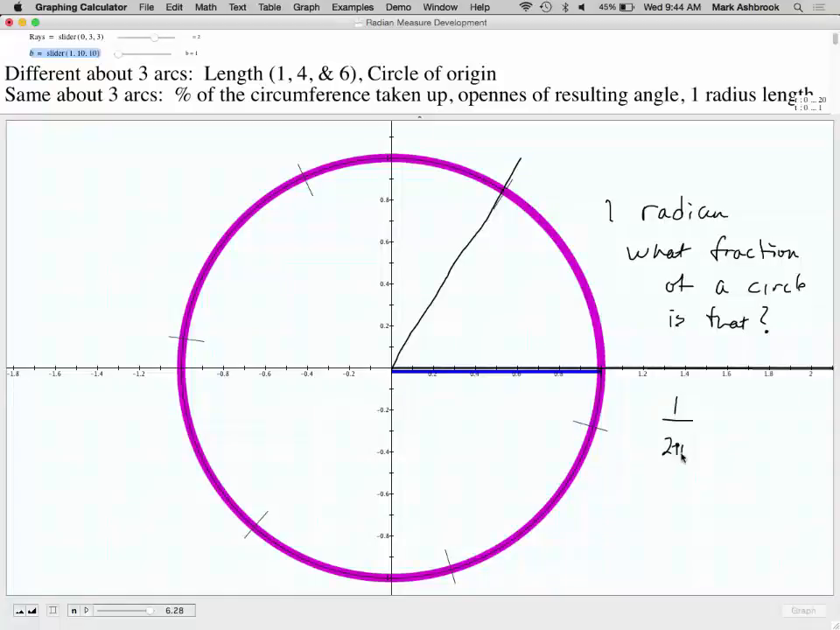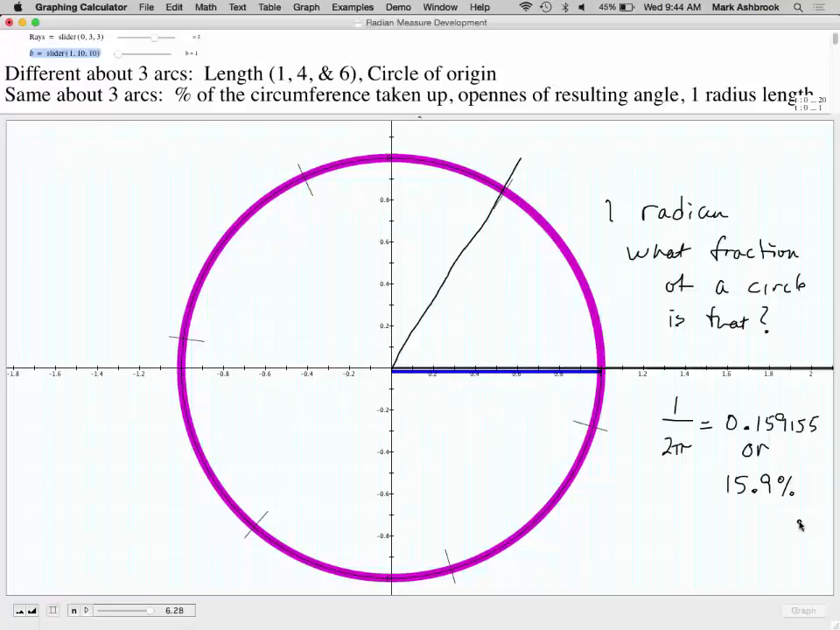So 1 over 2 pi is 0.159 something? Did I remember that correctly? Okay. So 1 radian is like 15.9% of the circle. I want you to use that fact to easily find how many degrees is 1 radian. We know that 1 radian is 0.159155 of a circle, or 15.9% of a circle.